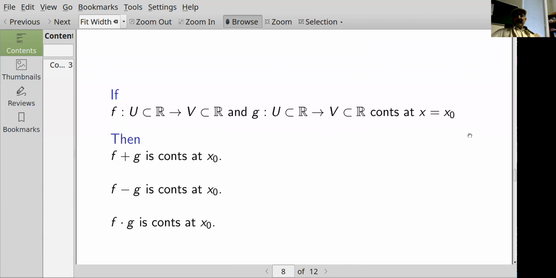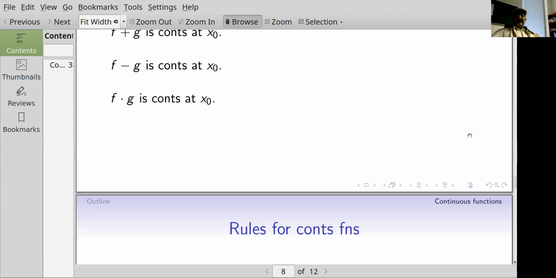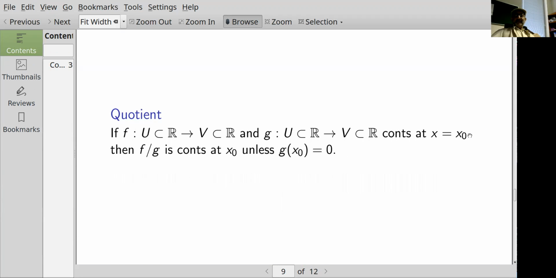Some rules for continuous functions: if f is continuous at x naught and g is continuous at x naught, then f plus g is continuous at x naught, f minus g is continuous at x naught, f times g is continuous at x naught. And with quotients, we always have to take a little bit of care. F divided by g is continuous at x naught unless g of x naught is equal to 0.